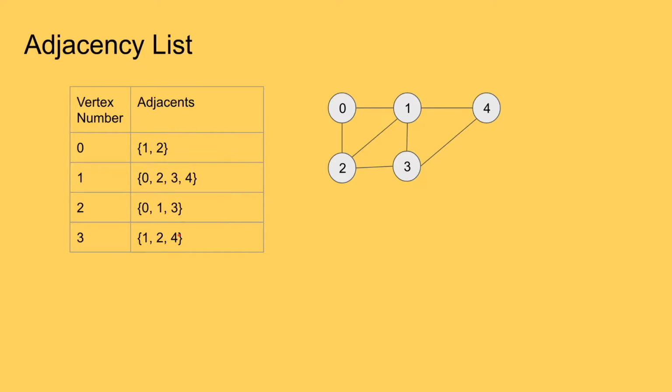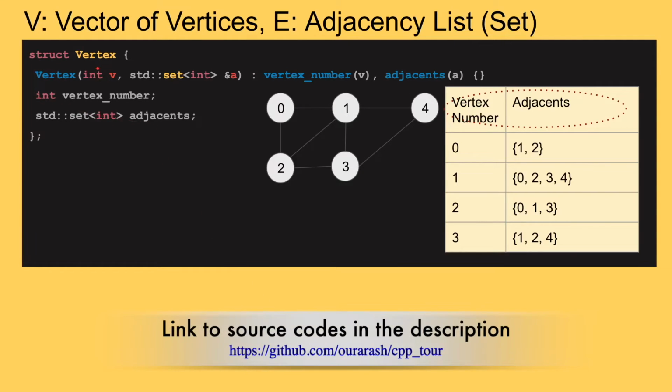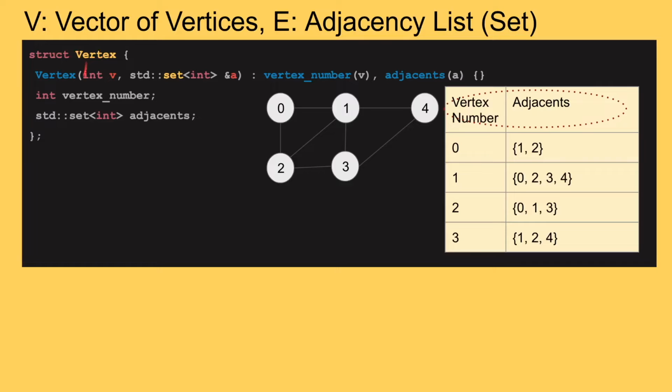Now the question is, how do we implement this in C++? How do we model this in C++? One way to do this is to create a new class that represents one row of this table. So let's call this new class vertex that has two members, one a vertex number and one a list or a collection of adjacents. With this idea, the definition would be very simple: defining the class or structure vertex, which has a vertex number, an integer, and a set of adjacents.